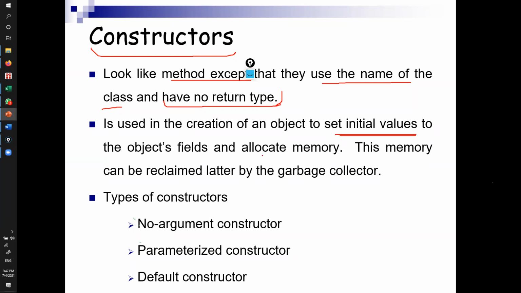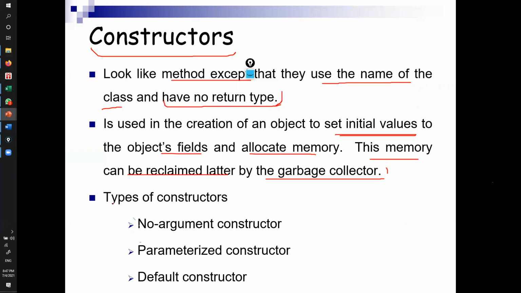So you set the initial values to the object fields and allocate the memory, and this memory will be returned back by what you call the garbage collector. The concept of garbage collection you should know even from C programming. After computation, when your program terminates, the memory which was allocated to this kind of object will be collected by the system itself through the use of the garbage collector. And the process is known as garbage collection.